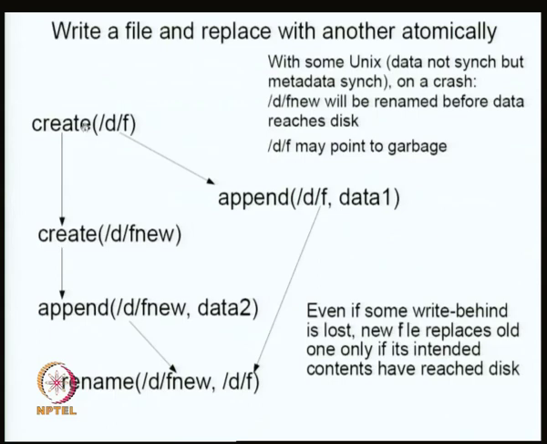So I create a file, I add some data to it. I create, because I am going to replace it with another thing, right? So basically in the same directory I am going to create a new file, and then, so this was, you might call it, some version of the file.